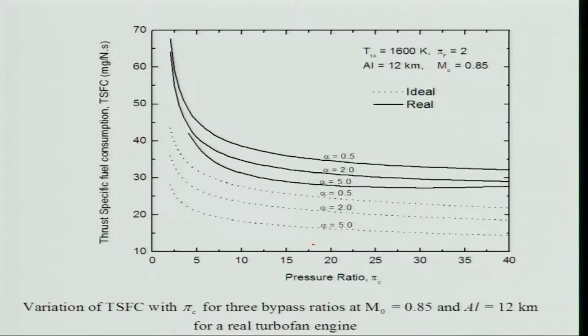Of course, the trend remains the same, in the sense that the thrust specific fuel consumption decreases with the pressure ratio across the compressor, and it will reach some minimum value somewhere, which you will have to find out. It is not very obvious from this figure, but when you look at the data it will be clear.